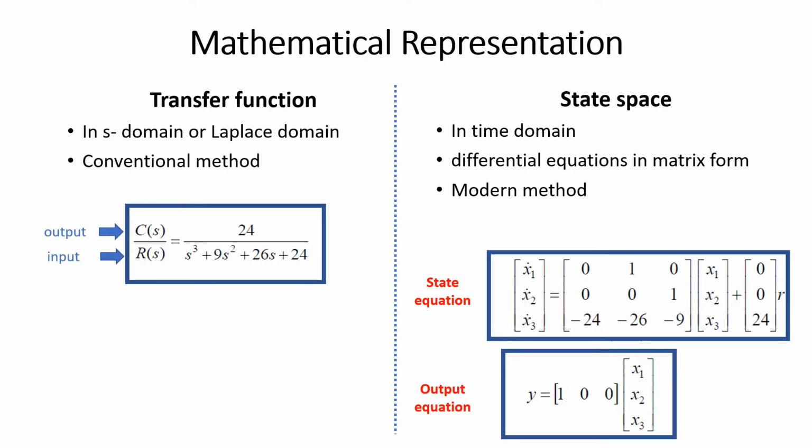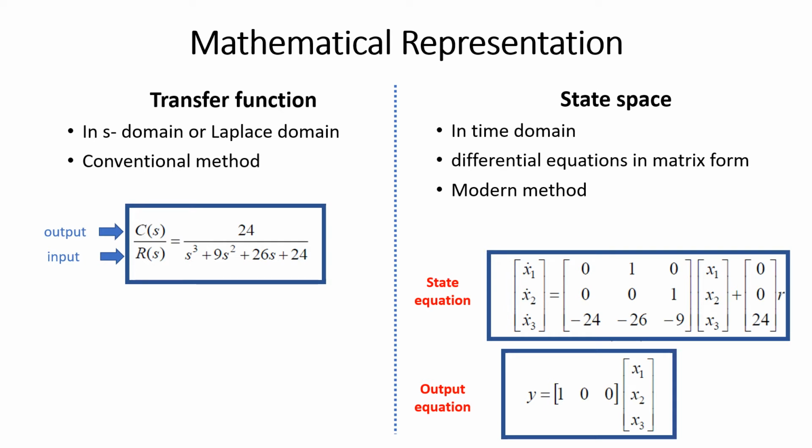State space representation is a new method for most of you since you have not learned this in control system course during diploma. In the previous chapter, we have used transfer function to represent a control system mathematically. Transfer function is a ratio between system output and system input. It consists of a numerator and a denominator. It is in S domain and it is known as a conventional method.